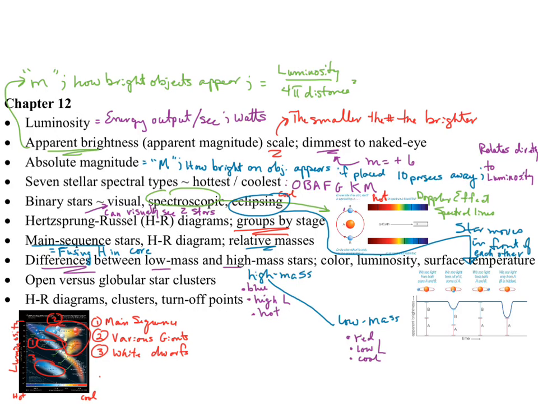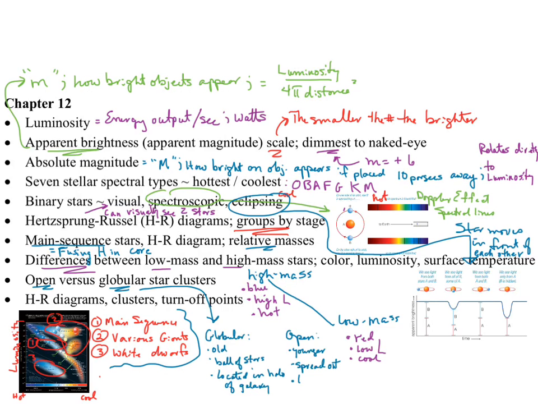And then clusters of stars, all born about the same time. We have open clusters and globular clusters. In globular clusters, the stars are old, it's like a ball of stars, and they're located in the halo of our galaxy. Open clusters tend to be younger, they're spread out instead of a ball, and they're located in the disk of our galaxy. So that's it. We could just check our homework on that one.